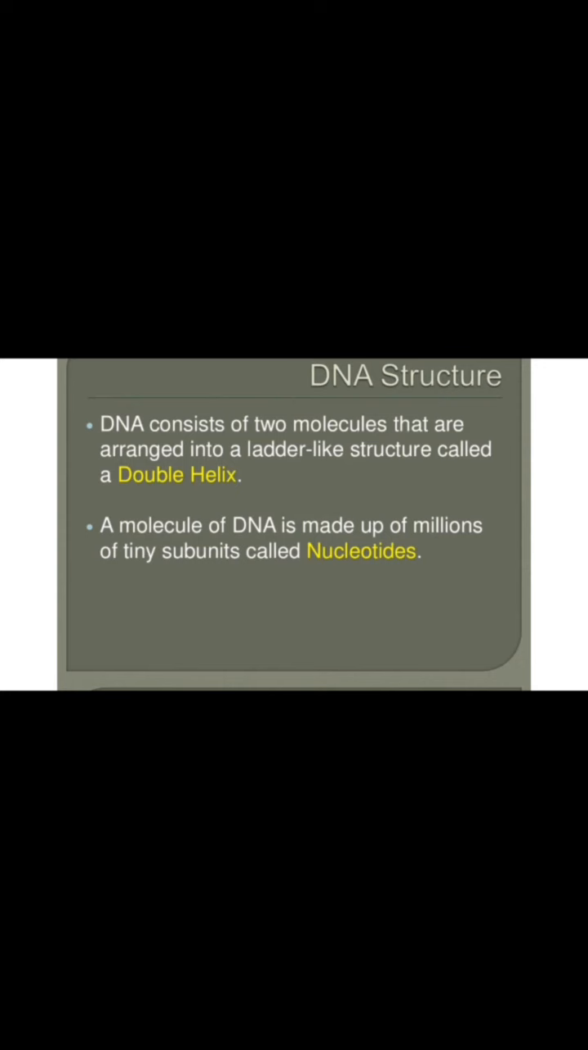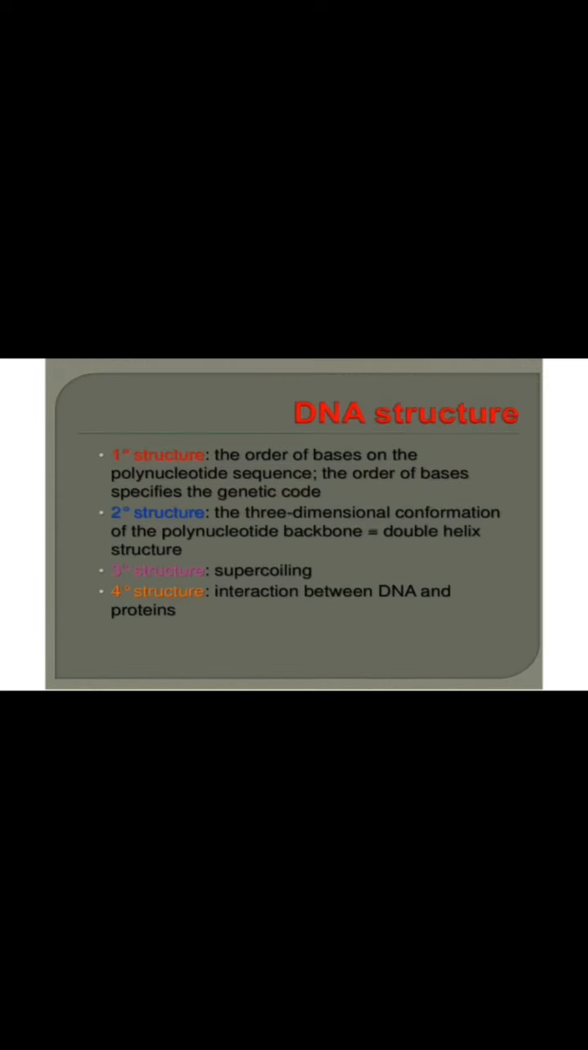DNA structure. DNA consists of two strands that are arranged into a ladder-like structure called a double helix. A molecule of DNA is made up of millions of tiny subunits called nucleotides. DNA has four levels of structure, that is primary structure, secondary structure, tertiary structure and quaternary structure. So we will see them in brief.